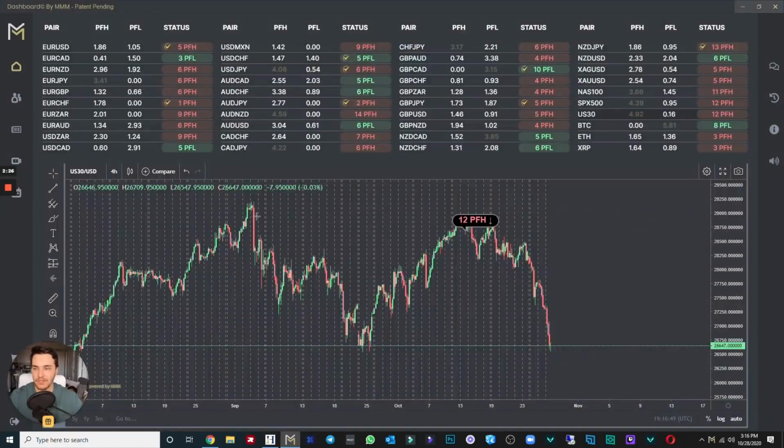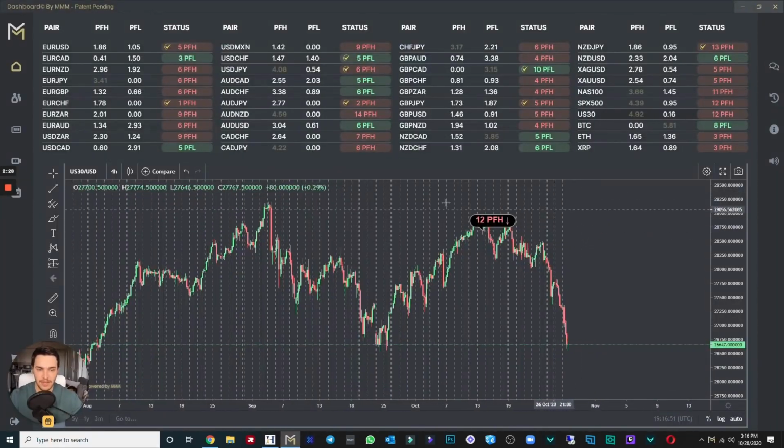As you can see right here is US 30, and this is on the 4-hour time frame. It says peak formation high. If you didn't already watch my previous video, the vlog video, I explained what this means. A peak formation high basically just means it's the start of a bearish market, and the start of the bearish trend was up here.